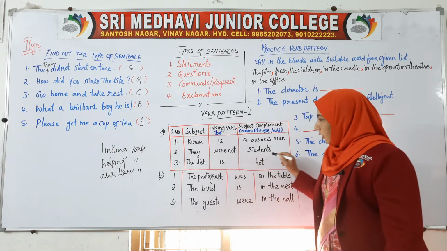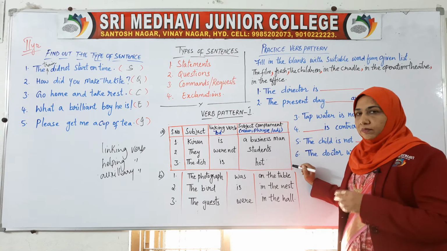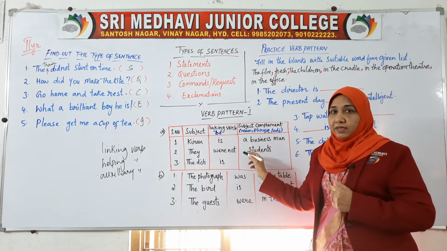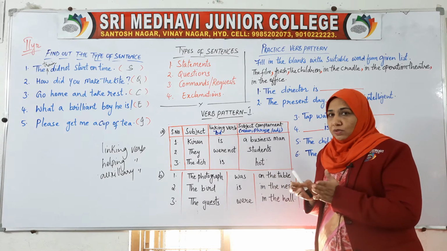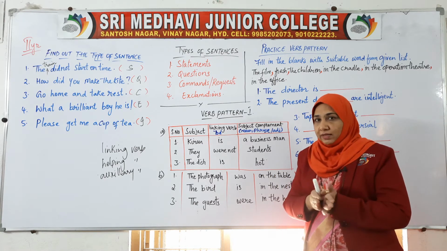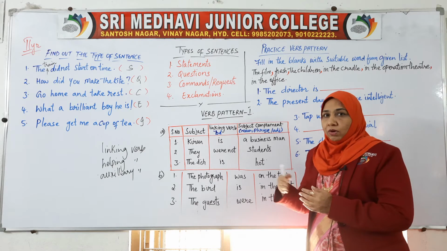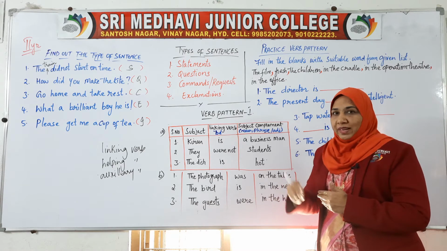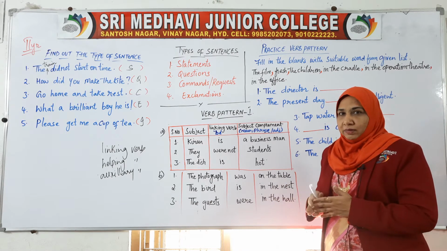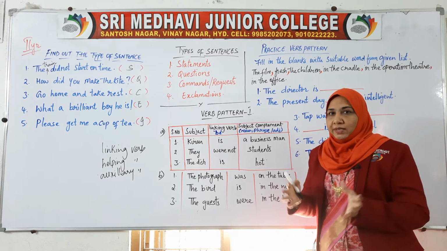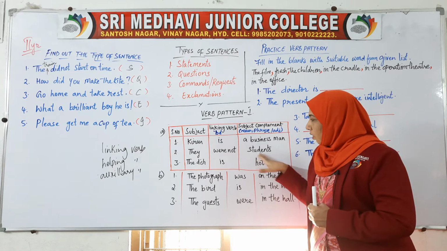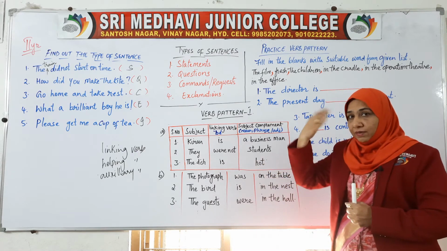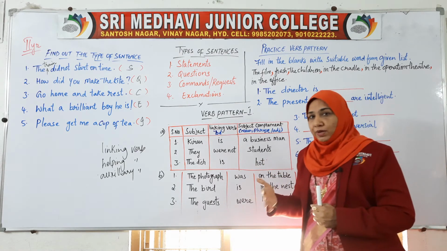They were not students. This is mostly from the lesson To Serve with Love, where the students were actually not like students. They were more or less very mischievous and all. They were very envious type of students. They were not actually students. So they were not students. That means they have something different from the normal students.